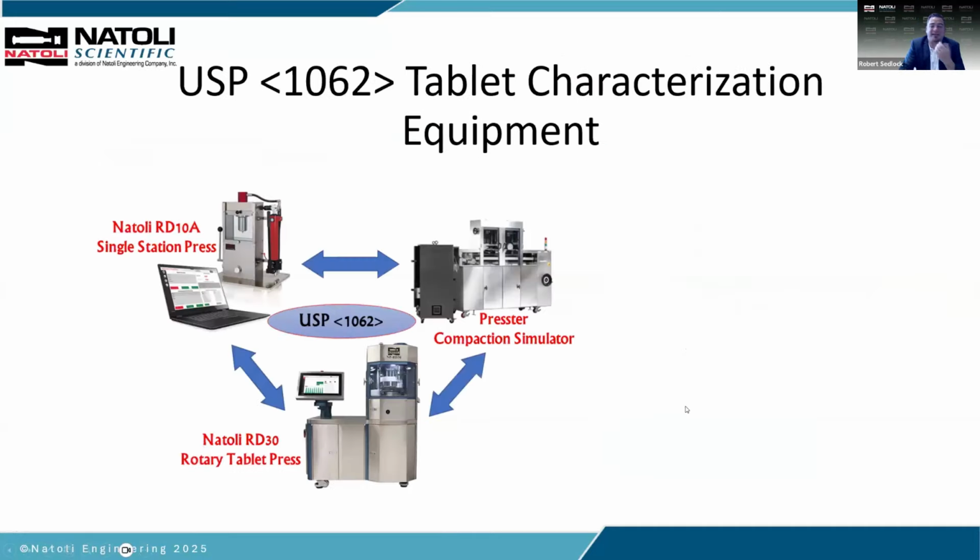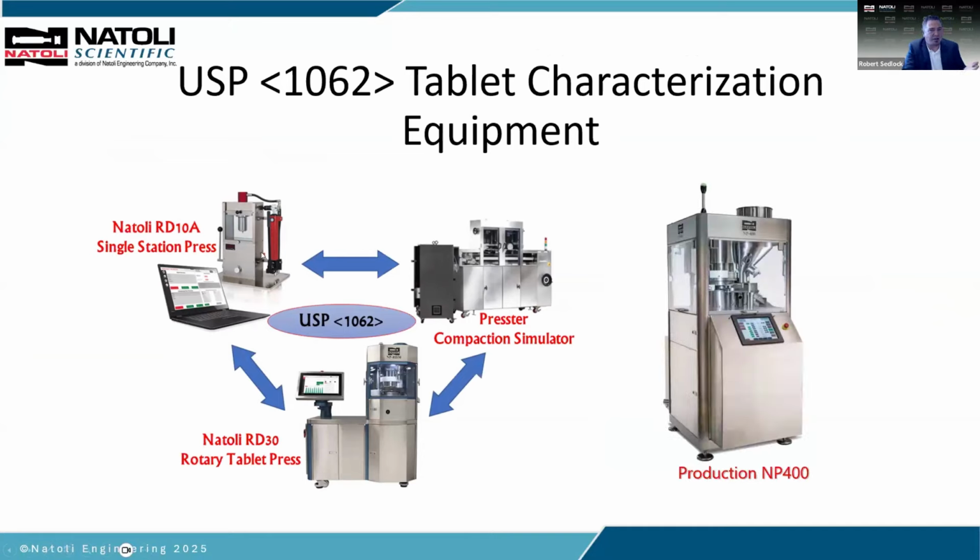So now I want to compress a tablet just to kind of paint the whole picture on this product. And we follow something called USP 1062. This is chapter 1062 in United States Pharmacopoeia. And there's a bunch of methods that they put in there. And you need instrumented presses. So instrumented single station, compaction simulators, instrumented rotary R&D presses, and instrumented production machines. We ran some studies just on our single station instrumented RD10A.